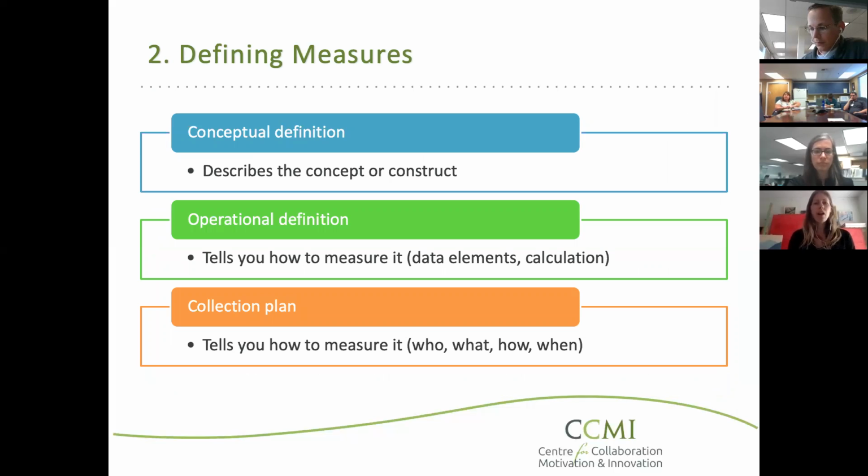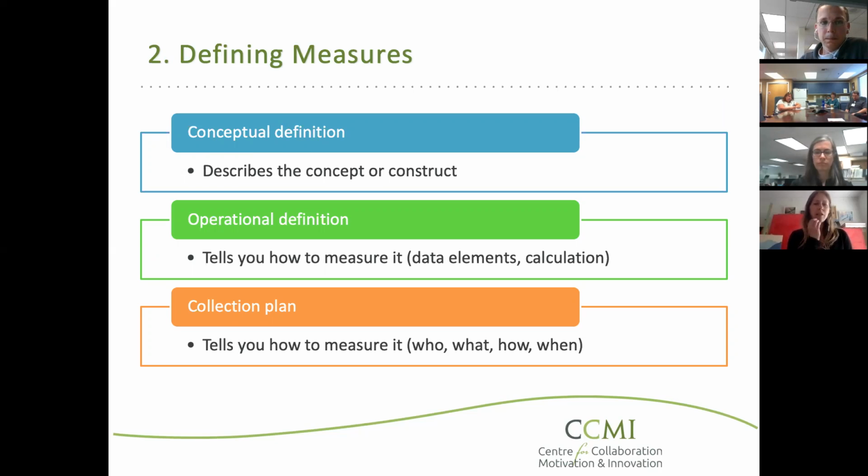The second part in our measurement process is defining our measures. So once we've selected the measures we want, we have a balanced set of indicators that reflect our aim statement. What we then look at is defining them. And there's usually 3 components to defining a measure. The first is our conceptual definition. This is what we most often see. It really just describes what the measure is, the concept or the construct. The second piece is the operational definition. That tells you how to measure it. So what data is involved in it? What calculations are we going to use?